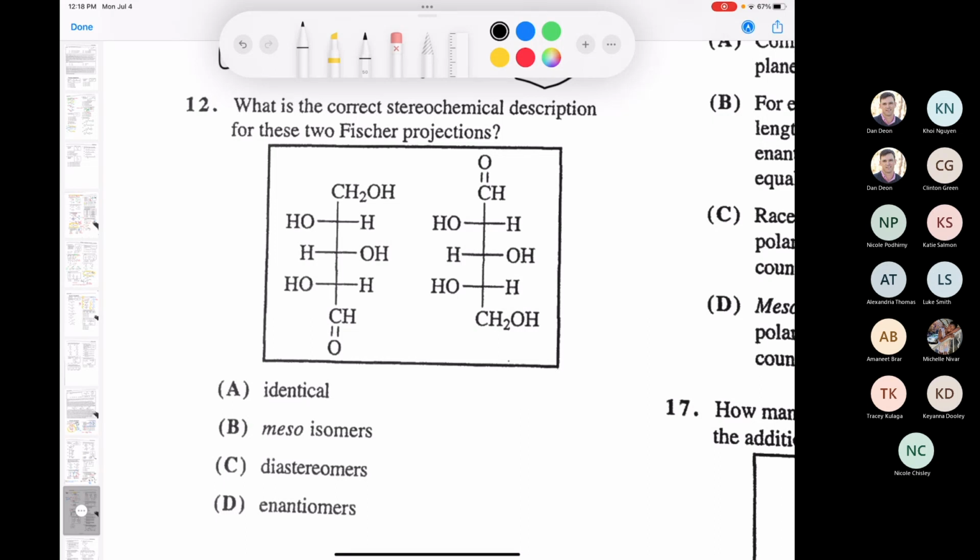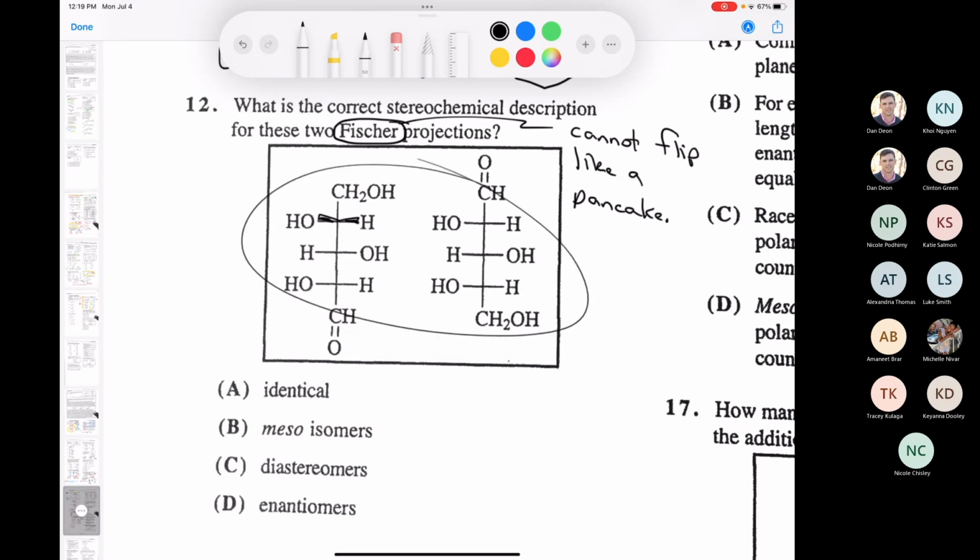The reason why I put this question in here is I just want you to know that when you have a Fischer projection, you cannot flip it like a pancake. You can't take your hand and imaginarily put it under here and then just flip it over. You can't do that with a Fischer projection, because if you did that, all these bonds that are coming out would all be going in, and then you can't compare the two. What you can do with a Fischer projection is rotate it.